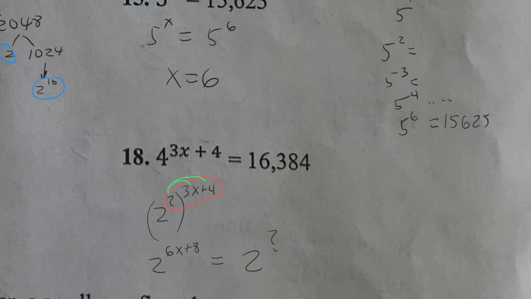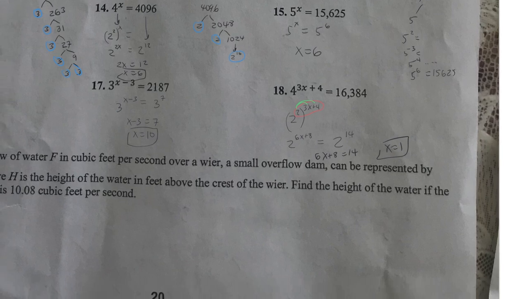2 to the 14th is 16384. So it turns out that 2 to the 14th in my calculator gives me 16,384. So I'm going to replace the question mark with a 14. And therefore, we can set up a new equation that says 6x plus 8 equals 14. After going through the motions, you would see that x equals 1. Okay, so that's that one.